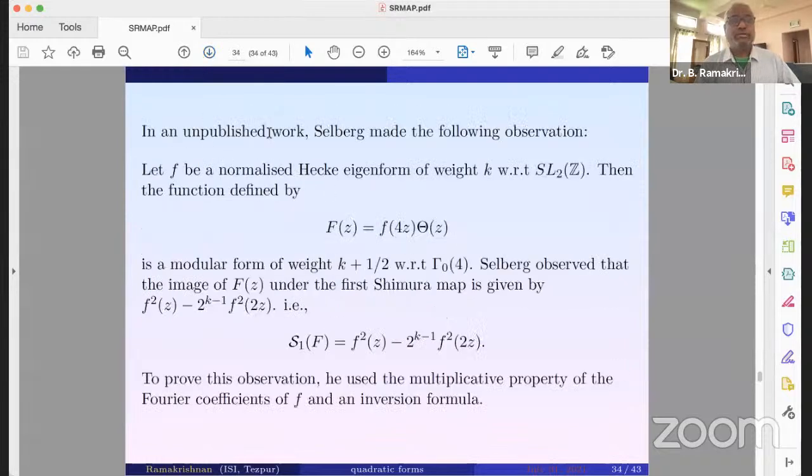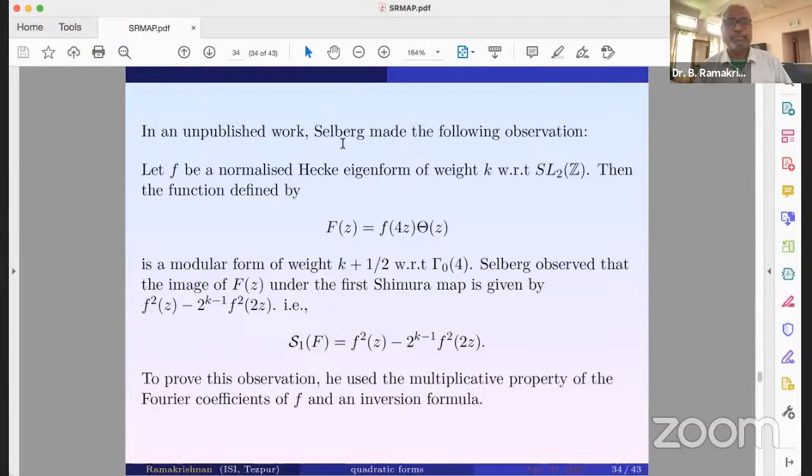Again, there is one paper which I also did, with Manish, which I'll mention. It talks about Selberg's idea, that there is also a generalization of this kind of method, which I'll describe on the last slide.